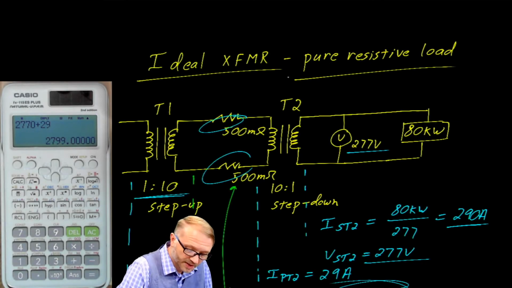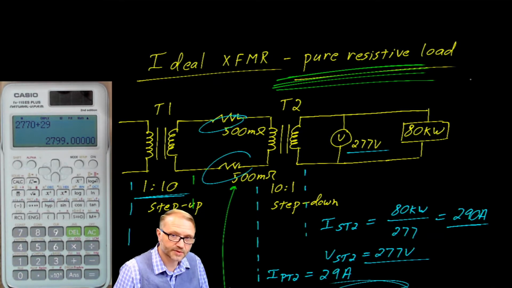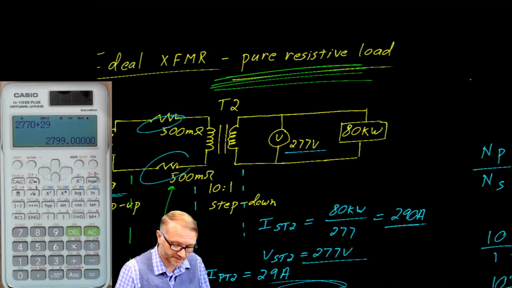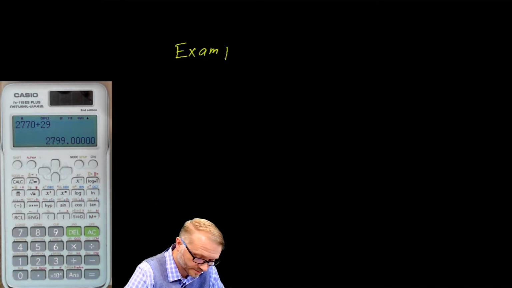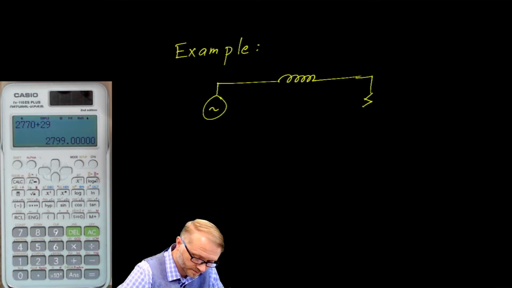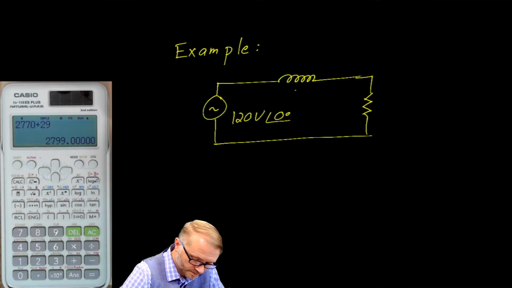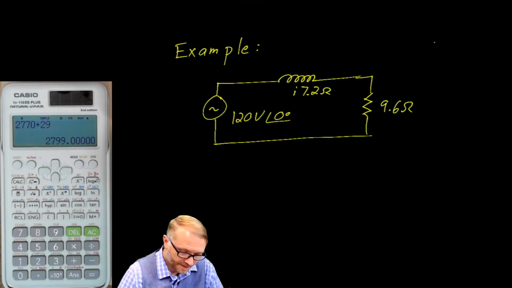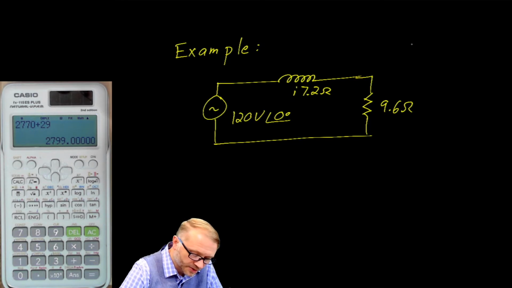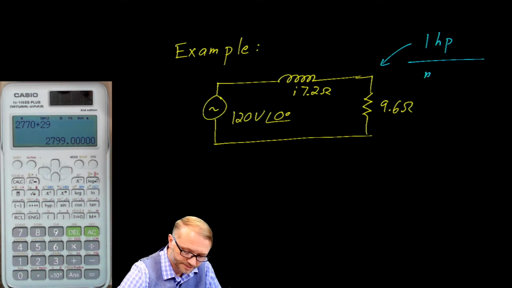This is a fine problem to get us started, but it assumes that we're dealing with a pure resistive load. And it turns out in the real world that most loads are not pure resistive. Most are, in fact, inductive. Here's a typical example. You could consider this the model for a 1 horsepower single-phase motor.